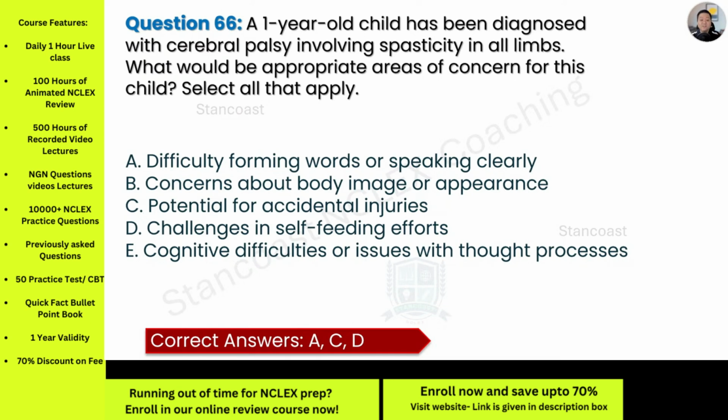So you need to focus on what is developmentally appropriate for a 1-year-old child while also considering the impact of spasticity on the physical abilities. And make sure that you eliminate those other options that involve advanced cognitive and emotional development.